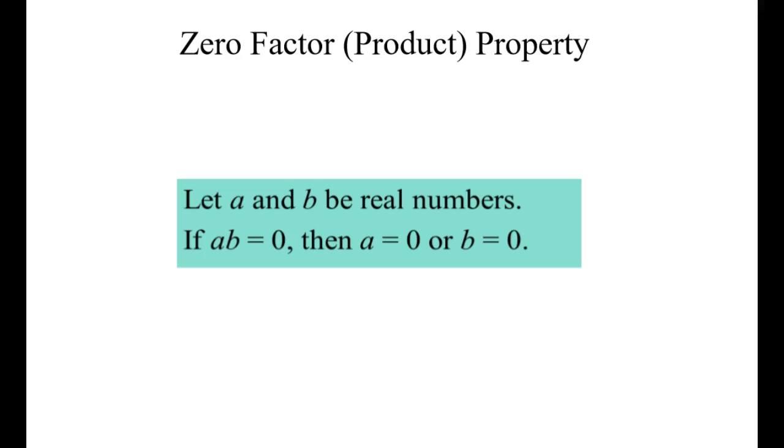The zero factor property, also known as the zero product property, tells us that if we have two factors being multiplied and our product is equal to 0, that implies either the first factor is equal to 0 or the second factor is equal to 0. We use this property when we're solving quadratic equations or polynomials by factoring.